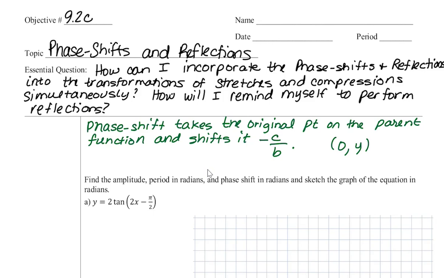So remember that we're working on the equation y equals a, and then insert trig function, whichever one it is here. I'm going to write insert trig function, bx plus c, plus d. Okay, so the phase shift is the opposite of c over b for any trig function that's written in that form.